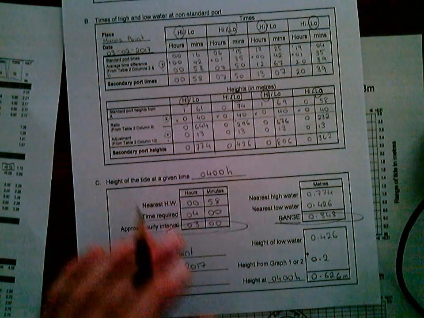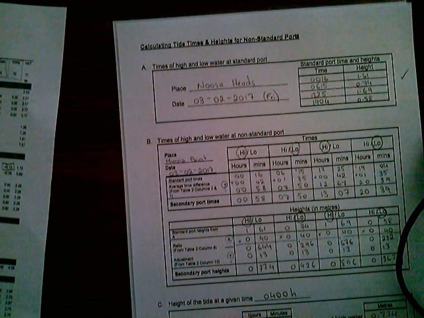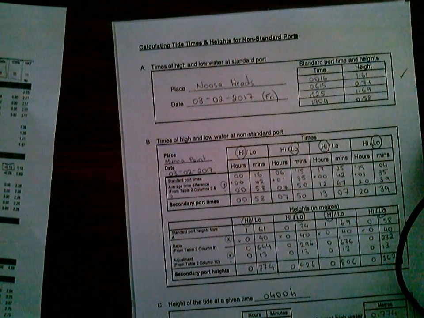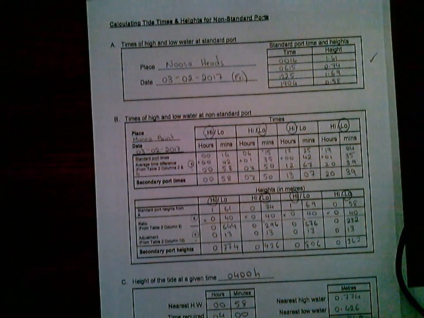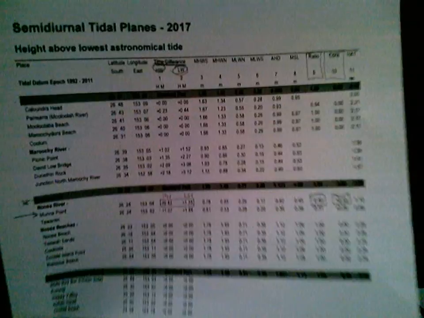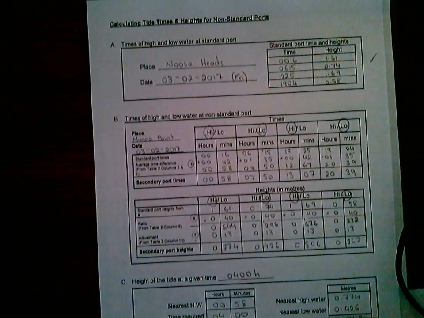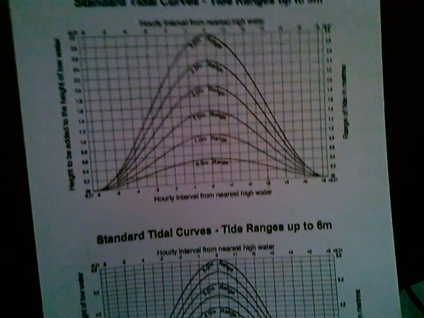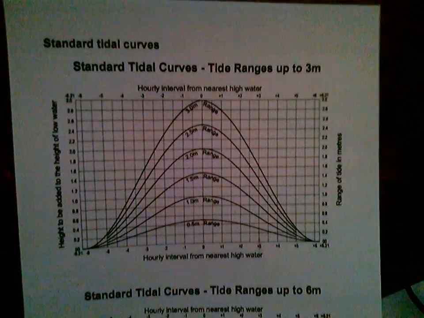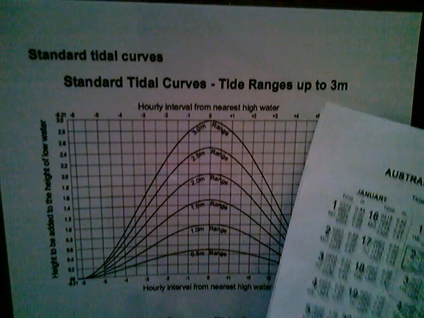So that there is the process we use to complete one of these non-standard tide times and height tables. As I said, you need to have some supporting documents with you, being our semi-diurnal tide planes, the raw data with regards to standard port times and heights, and last but certainly not least, access to the standard tidal curve with regards to ranges up to 3 metres.